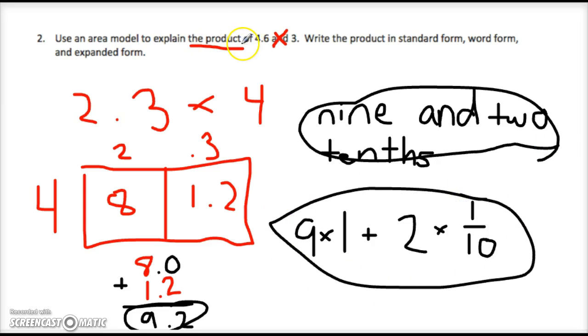So product means multiply. You are multiplying these two numbers using an area model like this, and then you have to write your answer in these 3 different ways. Good luck!